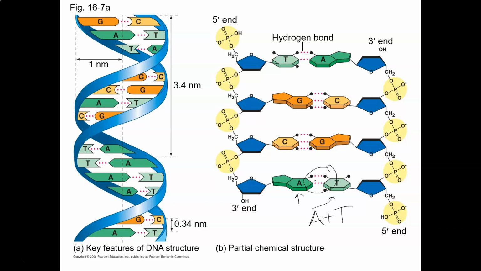So they call this the base pair rule. Adenine pairs with thymine, and cytosine pairs with guanine. So if you look through here, notice it's A and T, C and G, or G and C. Base pair rule.